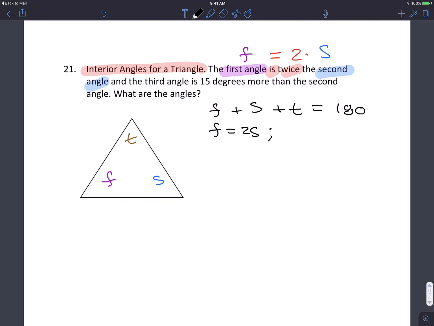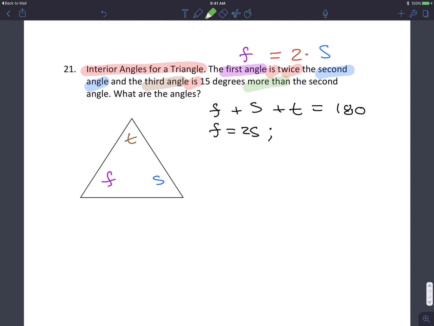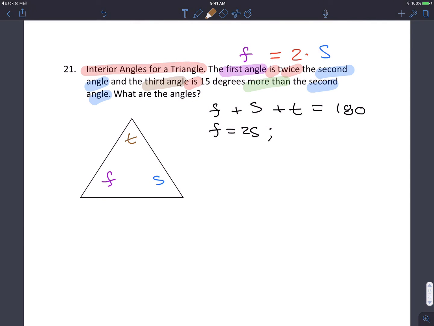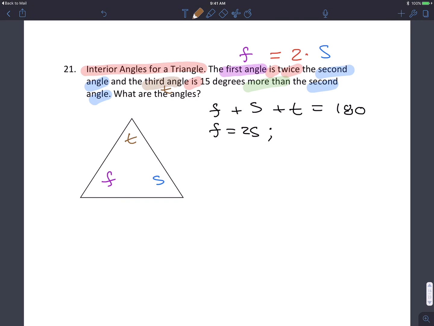Now let's read again, and we have the third angle, and the third angle was colored in, I guess, I don't know what this is, brown. Third is 15 degrees. Now we have that more than, we know what that means. And the second angle we colored in blue. Second angle. All right, let's go back and see what we have. This looks like a T. Let's go back. Third angle. That looks like it's a T.